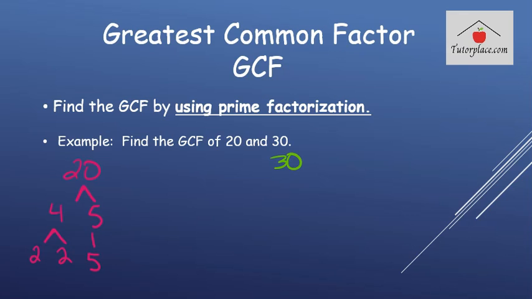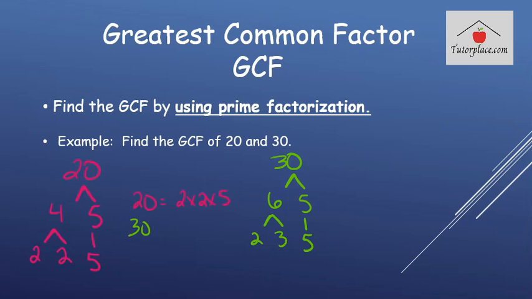I'm going to do the same thing with 30. I think of 6 times 5. And then I can break the 6 down into 2 times 3. And I'm going to bring the 5 straight down. So let me write these out, what the factors are. 20 is 2 times 2 times 5.